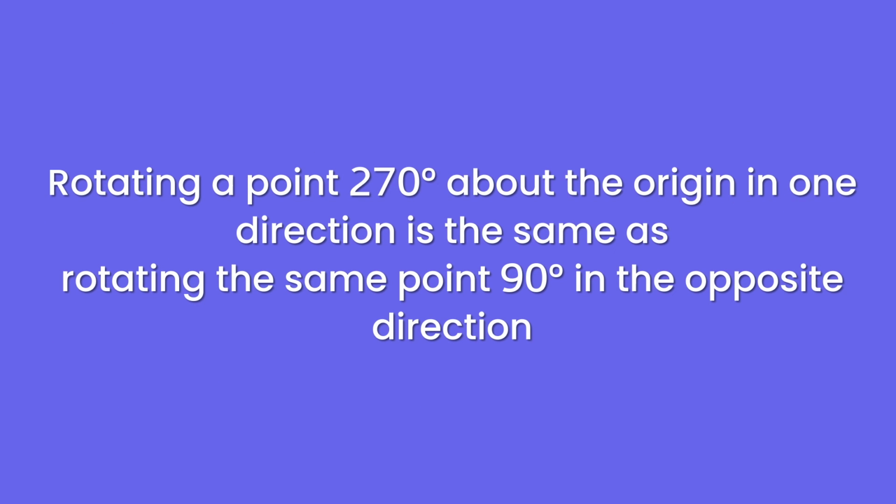Rotating a point 270 degrees about the origin in one direction is the same as rotating the same point 90 degrees in the opposite direction.